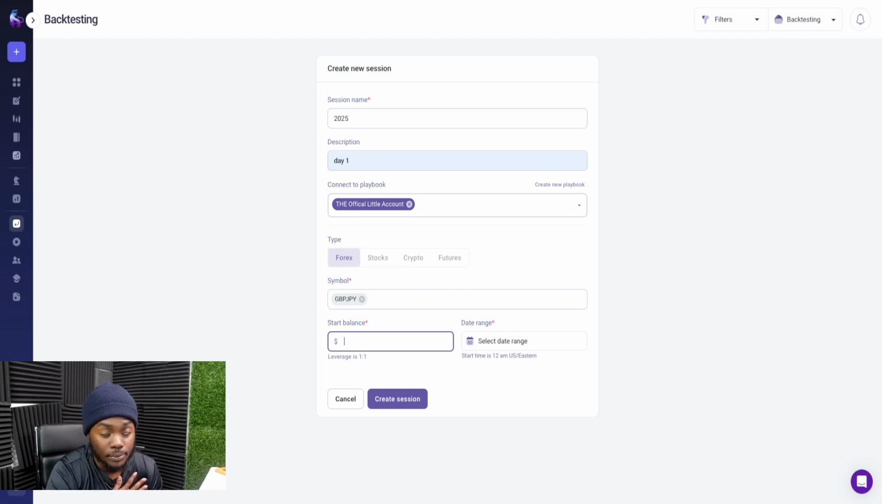Obviously, I'm the little account guy, so I'm going to be starting with $100 every time I backtest. So every time I'm backtesting, I start with the good old buckaroo of $100, because I want to start off with the smallest amount and see what I can grow it to.